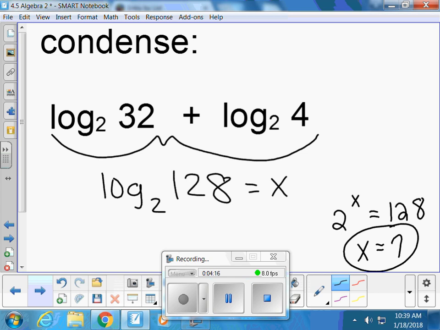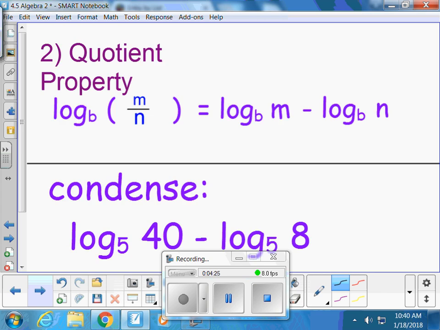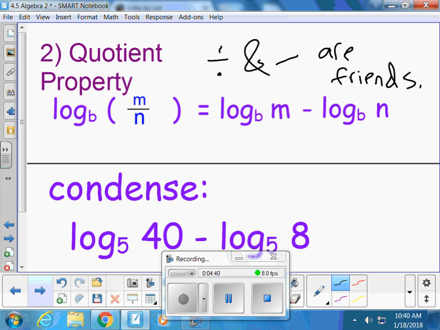Let's see what's up next. Oh, a new property. This is called the quotient property. The thing to remember about the quotient property is that division and subtraction are the two operations that go together. They're friends. If you're expanding a division problem, you'll subtract, and if you're condensing a subtraction problem down, you would divide.